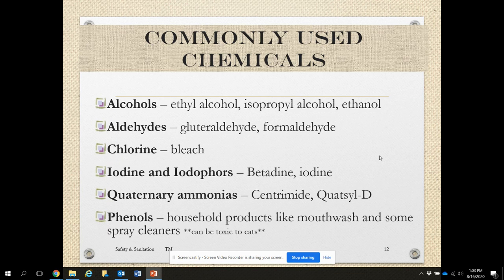And then phenols could be household products, like those found in mouthwash, and some spray cleaners can be toxic to cats. It affects their liver. So we do keep an eye on what cleaning products we have in the classroom. So we only try to use ones that are safe for our animals. But if you ever have any questions, please don't hesitate to ask us.